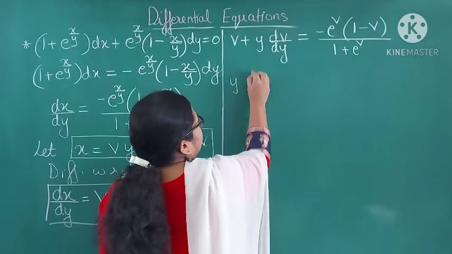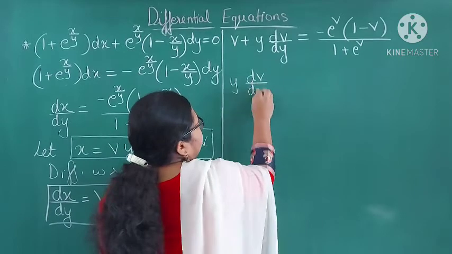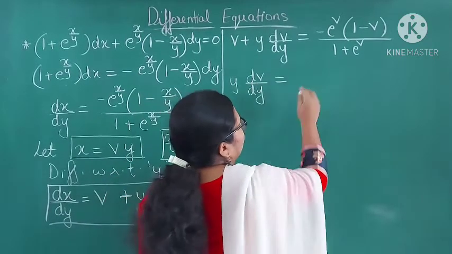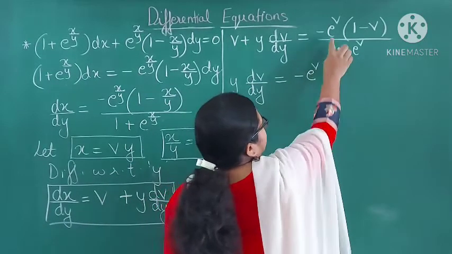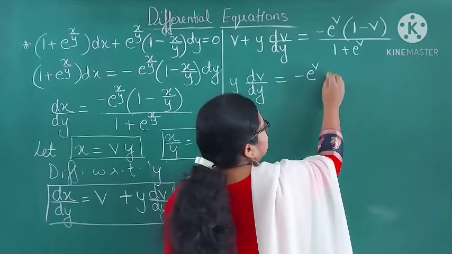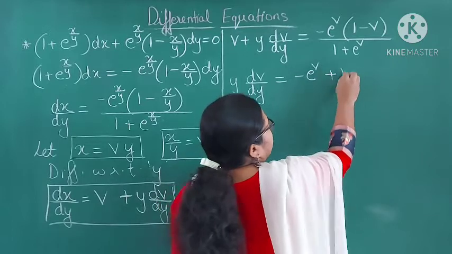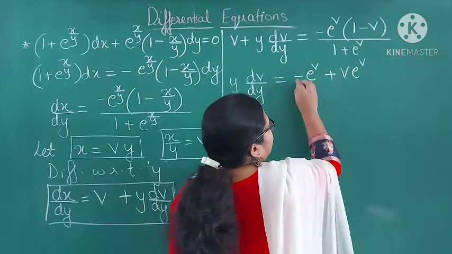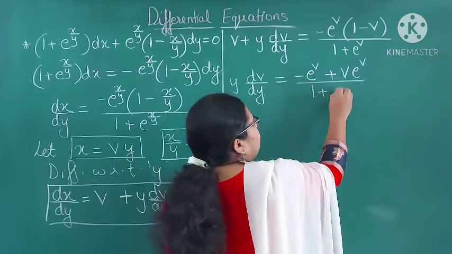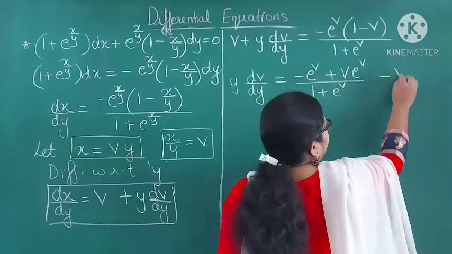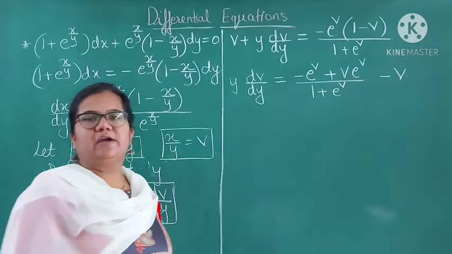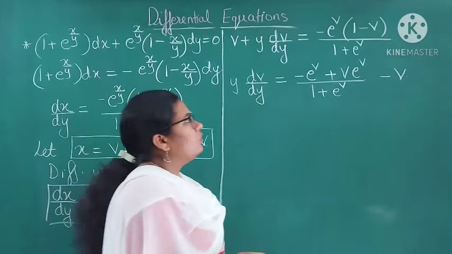So y dv upon dy is equal to minus e raised to v into 1 is minus e raised to v, plus minus into minus is plus v into e raised to v upon 1 plus e raised to v, and minus v from your LHS. Okay. Then what do we do next?